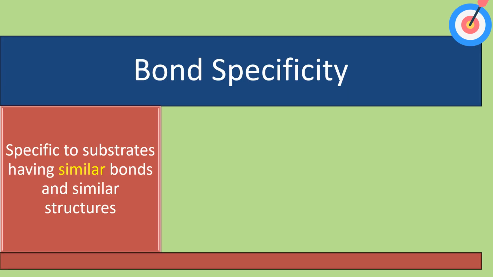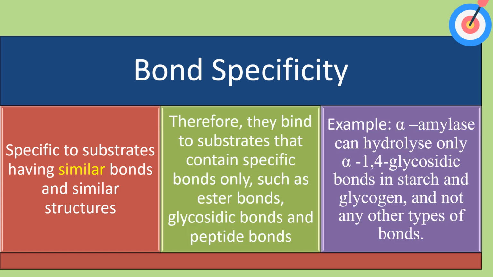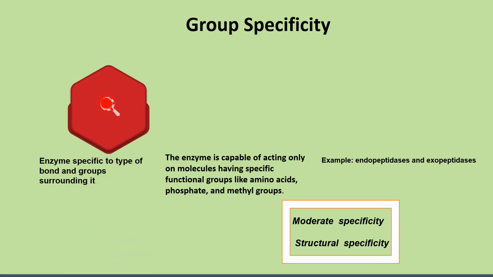Bond specificity is specific to substrates having similar bonds and similar structures. Therefore, they bind to substrates that contain specific bonds only, such as ester bonds, glycosidic bonds, and peptide bonds. Example, alpha amylase enzyme can hydrolyze only alpha-1,4 glycosidic bonds in starch and glycogen, and not any other types of bonds.